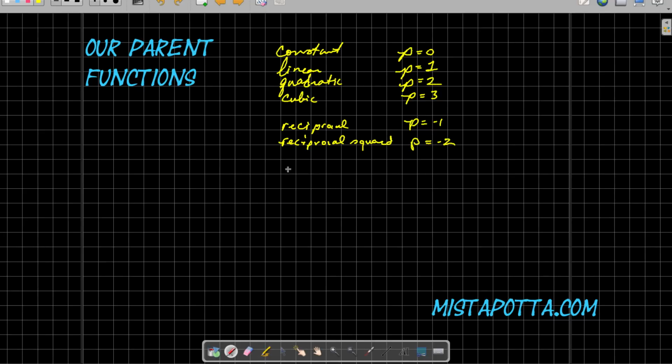And our radical function, our square root, is where p equals 1/2. And our cube root is where p equals 1/3. All of these are examples of power functions. So these are a lot of the parent functions that we've been dealing with throughout our course. All of them are examples of power functions.